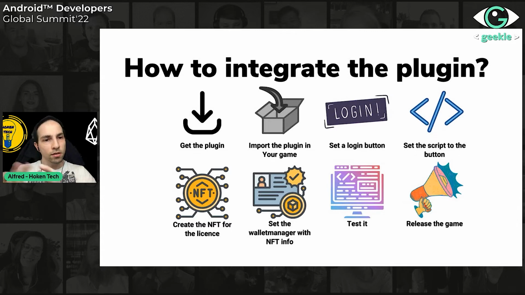When the process is done, you of course test the application, and when all is green, you can release the game whenever on whatever platform you want. So on your website, on centralized platforms like Google Store, App Store, or whatever you want, because that information relies only on the blockchain.